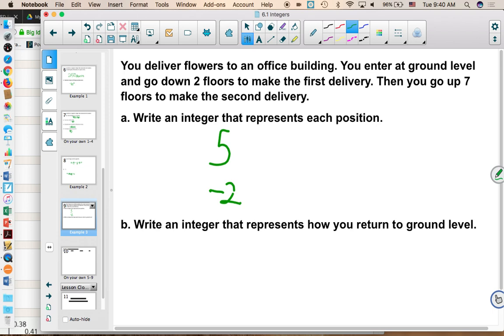Write an integer that represents how you return to ground level. How do you get back to the ground? Okay. You went down 2 floors, and then you went up 7, so you had to drop stuff off on the 5th floor. So how am I going to get back down to the ground level? Aha! Go ahead, bud. Fix it. Nice job. I'll take it.